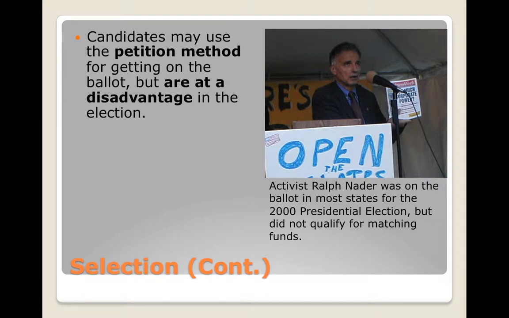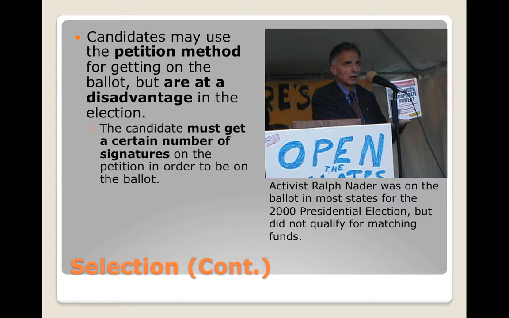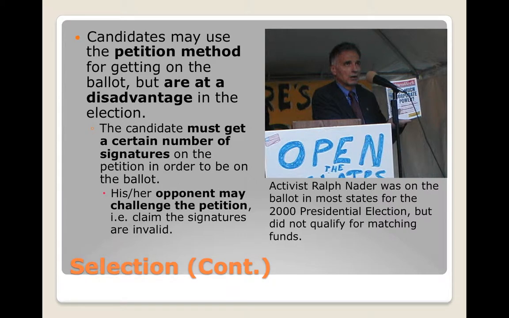Candidates may use the petition method for getting on the ballot, but are at a disadvantage in the election. The candidate must get a certain number of signatures on the petition in order to be on the ballot. And his or her opponent may challenge the petition, that is, claim that some signatures are invalid.